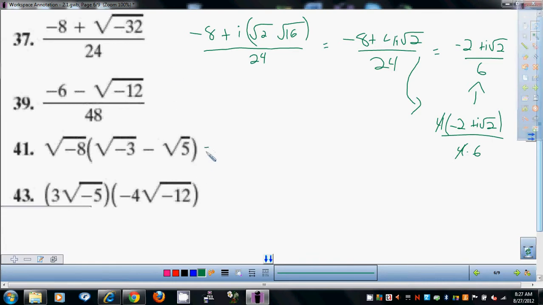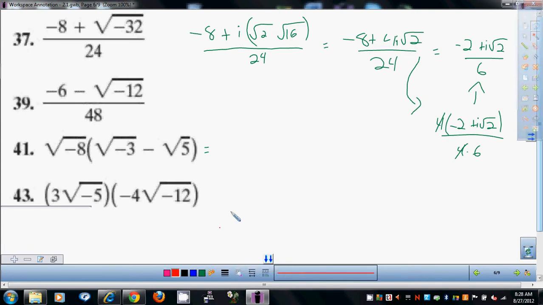41. Is there a question on that? 41. We're going to distribute. Now, you can still pull out the i if you'd like. Actually, I take that back. You have to pull out the i. Here's why. Radical 8 times radical negative 8 times negative 3. If you were to just multiply those as is, you'd get positive 24.